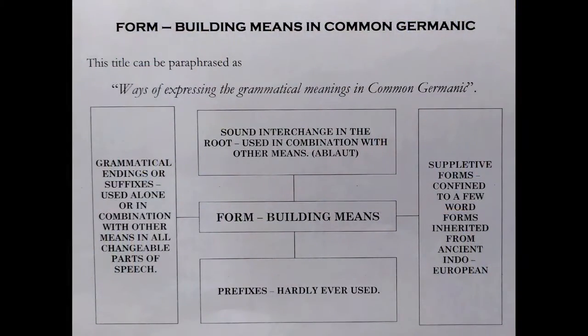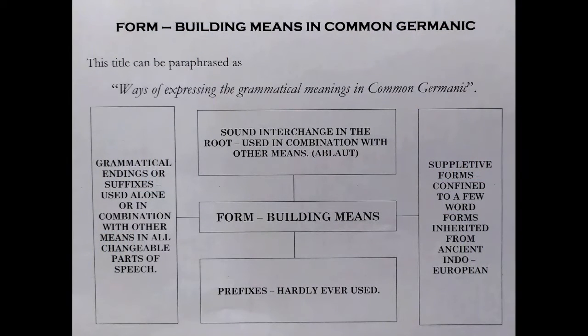Form building means. Maybe you know, maybe you don't know what it is. It can be paraphrased as ways of expressing the grammatical meanings in Common Germanic. Common Germanic is a form of existence of the language which existed before those Germanic languages came into existence, before they developed into separate languages. This is called Common Germanic.